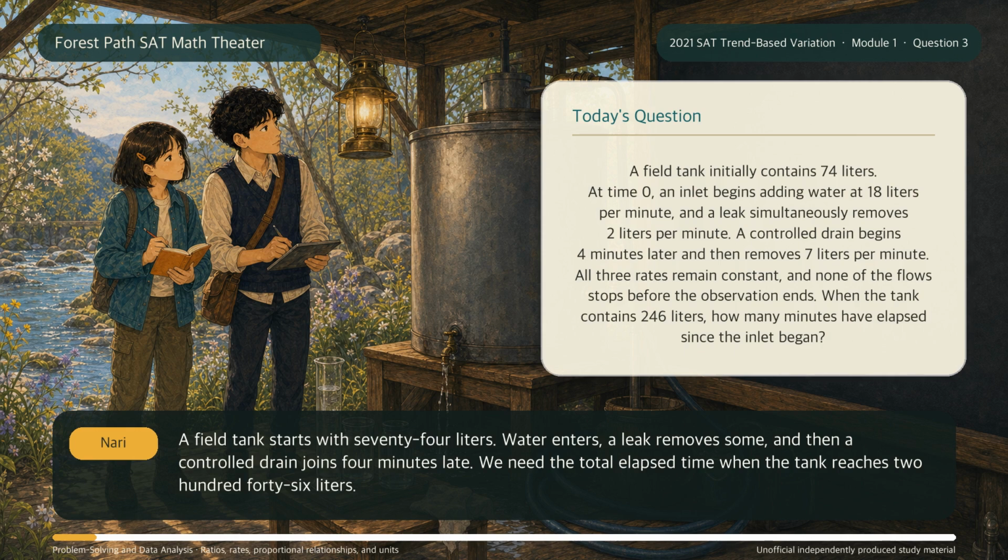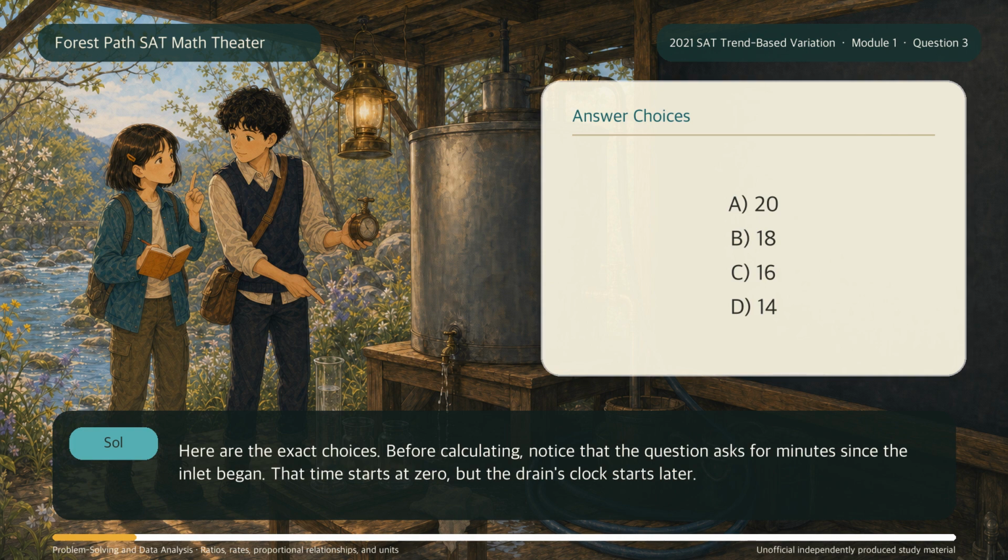A field tank starts with 74 liters. Water enters, a leak removes some, and then a controlled drain joins 4 minutes late. We need the total elapsed time when the tank reaches 246 liters. Here are the exact choices.